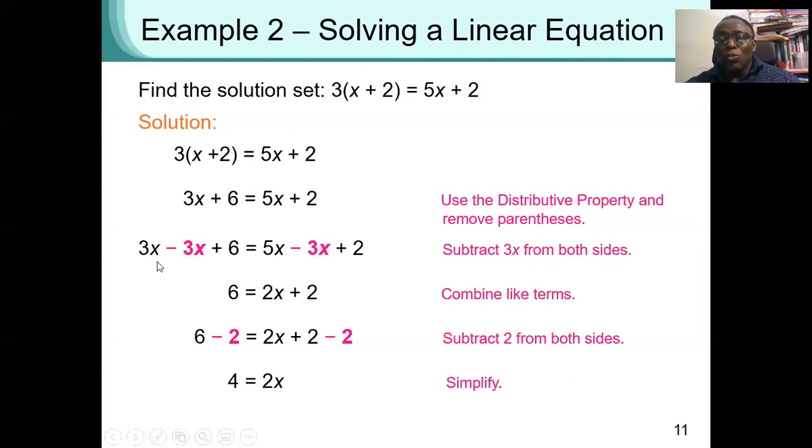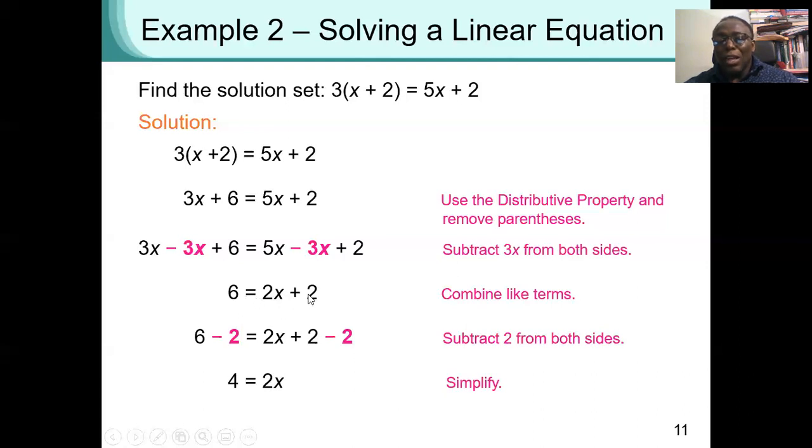What we are doing is that we are trying to eliminate the 3x. So if I have 2 variables, the lowest coefficient variable is what I will remove. So here I will remove 3x and leave 5x. So at the end, we get 6 equal to what? 5x minus 3x will give me 2x plus 2.